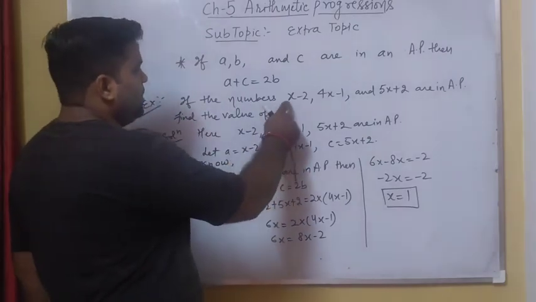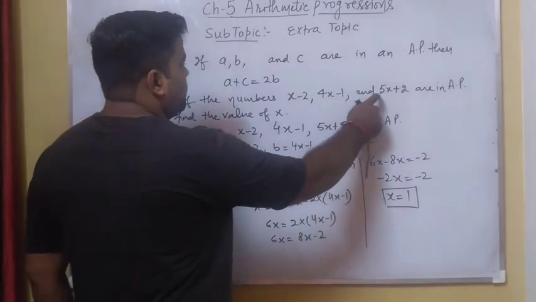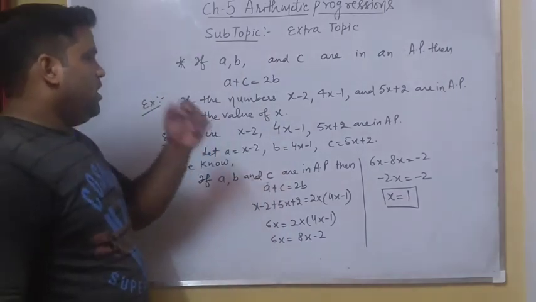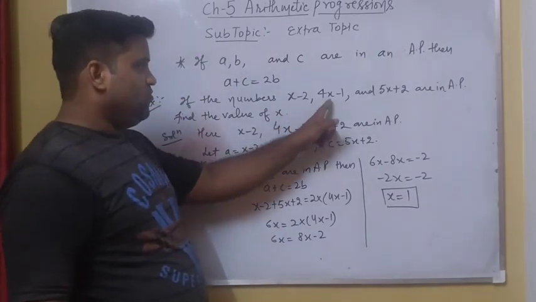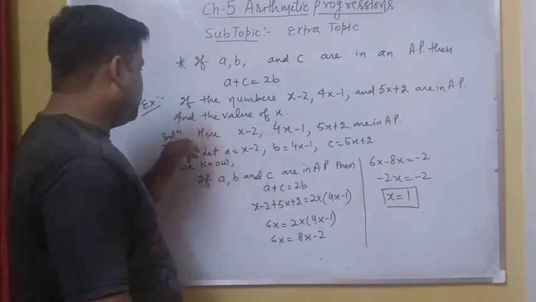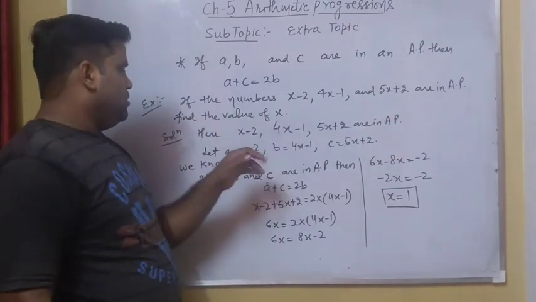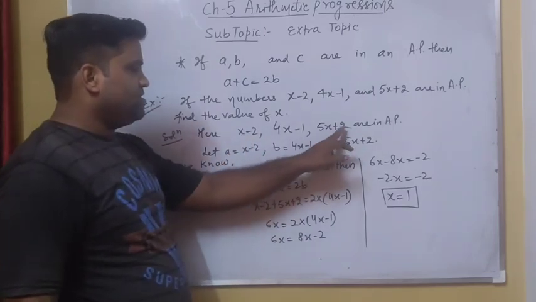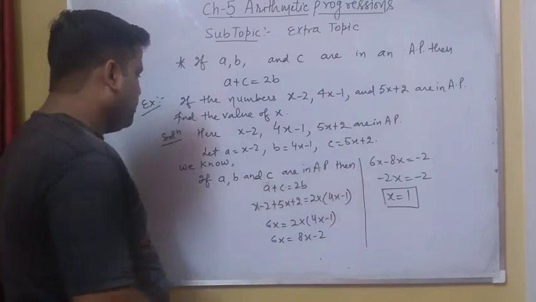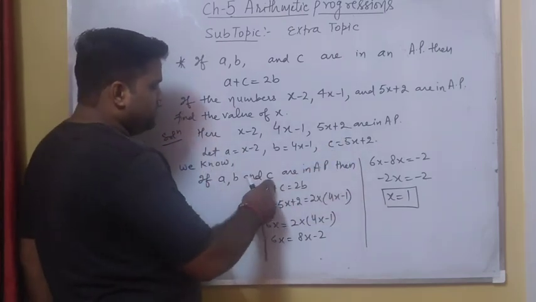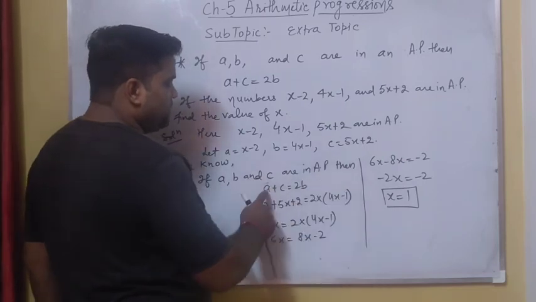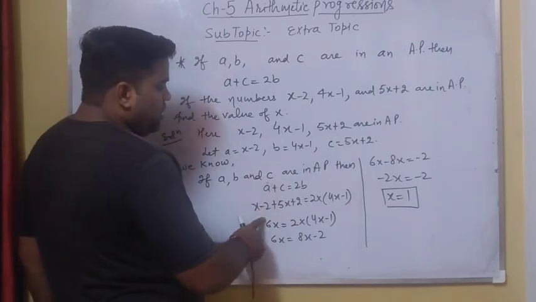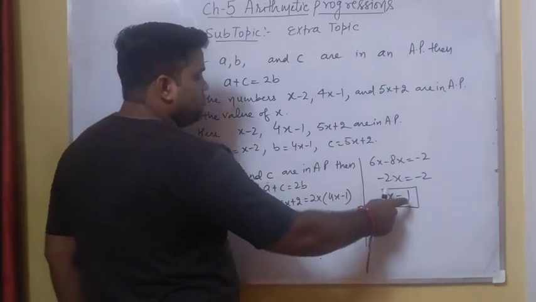If the numbers x minus 2, 4x minus 1 and 5x plus 2 are in AP, then find the value of x. Here these three numbers x minus 2, 4x minus 1 and 5x plus 2 are in AP. Now let us come to the solution. So here we consider x minus 2 as A, 4x minus 1 as B and 5x plus 2 as C. We know that if A, B and C, which are the three numbers, are in AP, then the relation between them is given by A plus C is equal to twice of B. So on putting all the values and solving, we get the value of x equal to 1.